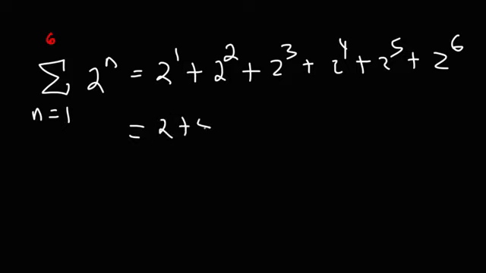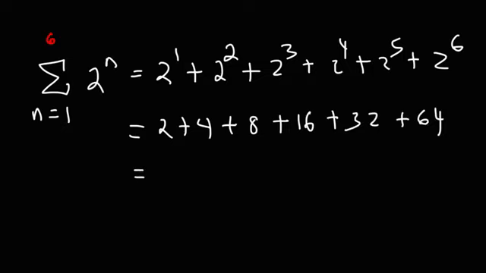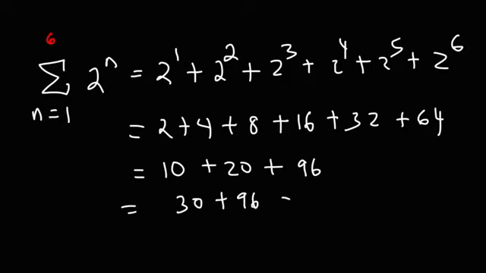So 2 squared is 4, 2 to the third power. If you multiply 2 three times, 2 times 2 times 2, that's 8. 2 to the fourth power is 16. And then each number is just 2 times the previous number. So 2 plus 8 is 10, 4 plus 16 is 20, 32 plus 64 is 96. 10 and 20 is 30, 30 plus 96 is 126. So that's the value of this expression.